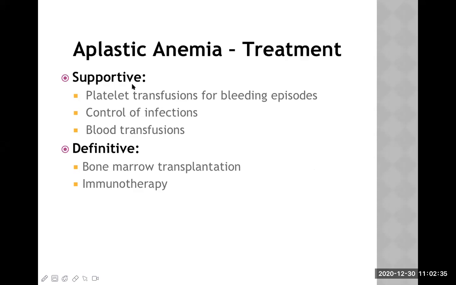So we divide the treatment into two parts, supportive and definitive. Supportive treatment is the symptomatic treatment. According to the situation, we go for it. And definitive is the curative one. The most important here is bone marrow transplantation. If that option is not available, then we can go for immunotherapy. That is done by anti-thymocyte globulin. Now let's elaborate on this.